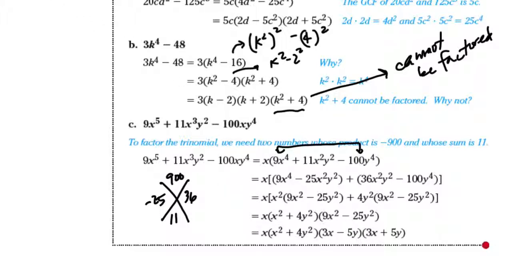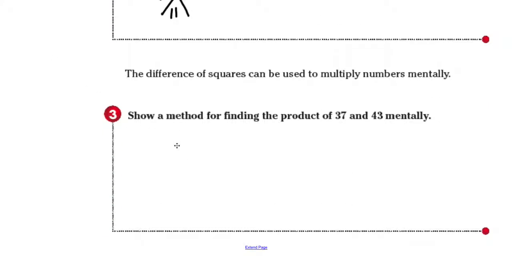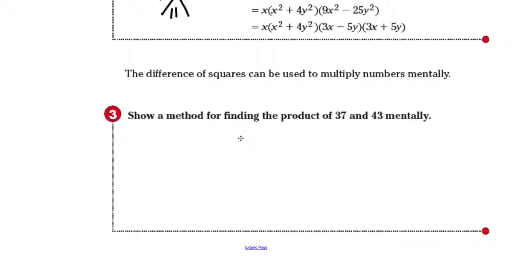Let's take a look at example number 3. But before we get to example number 3, example number 3 would be at the bottom. Let me just check. Yep, it is. So the difference of squares can be used to multiply numbers mentally. Let's take a look at this one. Show a method for finding the product of 37 and 43 mentally.